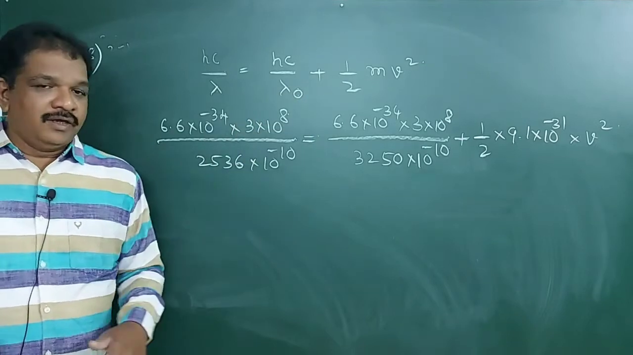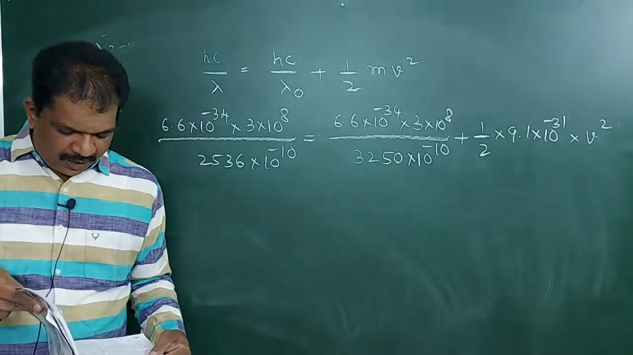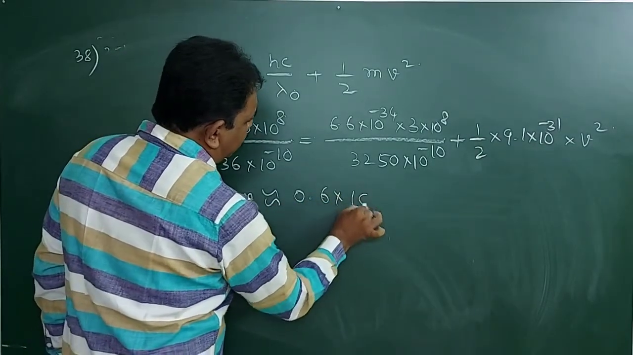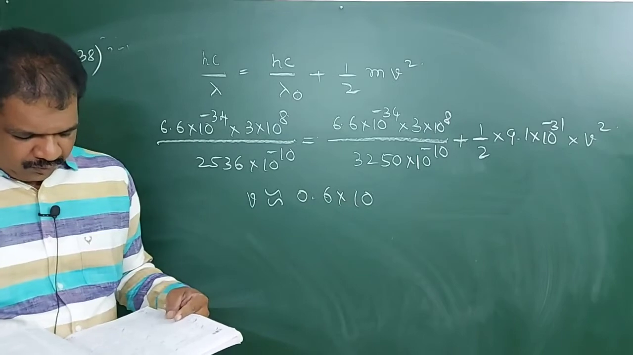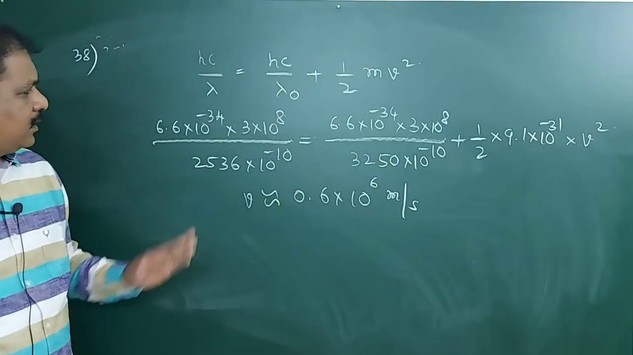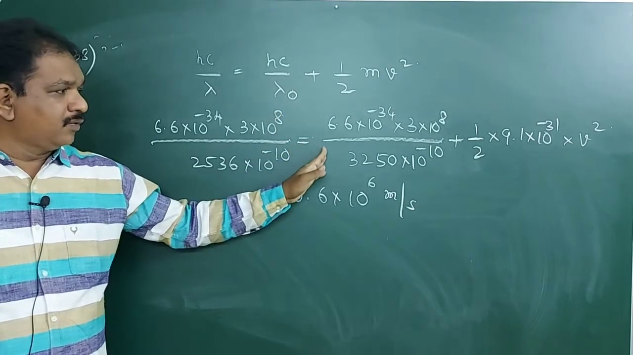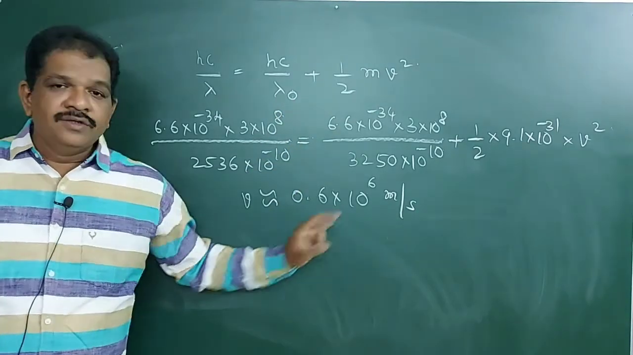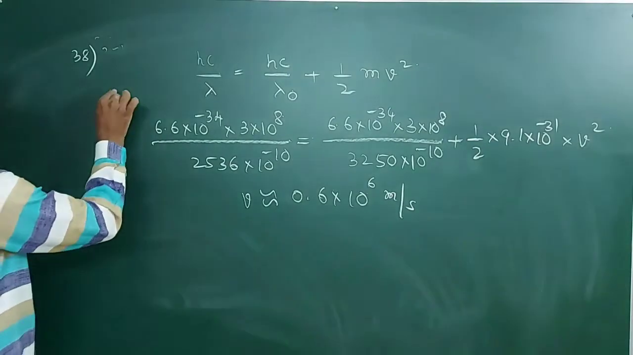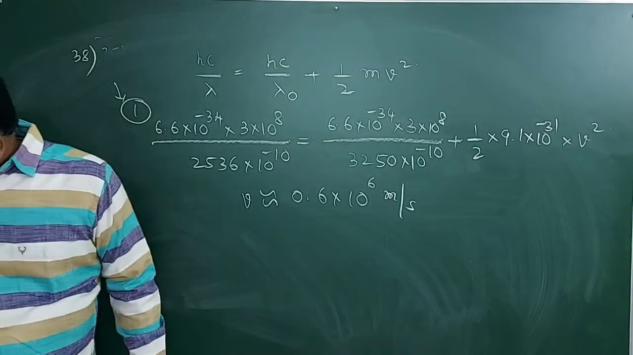So if we calculate, finally we will get the v value as approximately equal to 0.6 into 10 power 6 meter per second. With a little bit of patience you solve this one. A calculator is compulsorily required. Try to solve this one. You will get the value as 0.6 into 10 power 6. Okay. 38, it will be the first option. Next, 39.